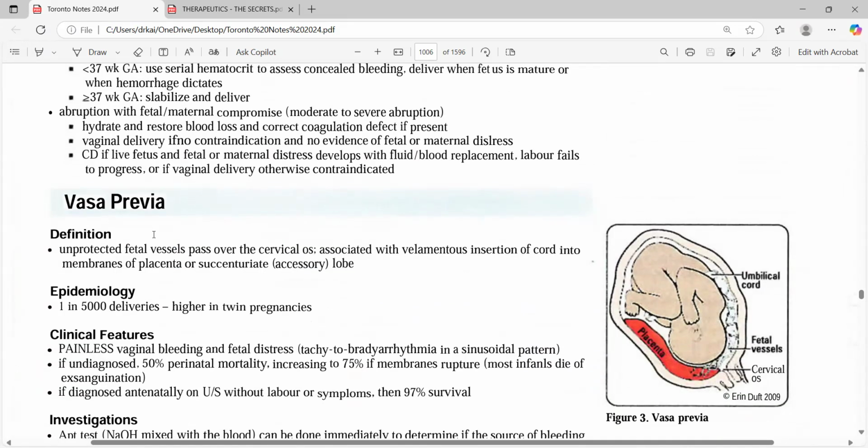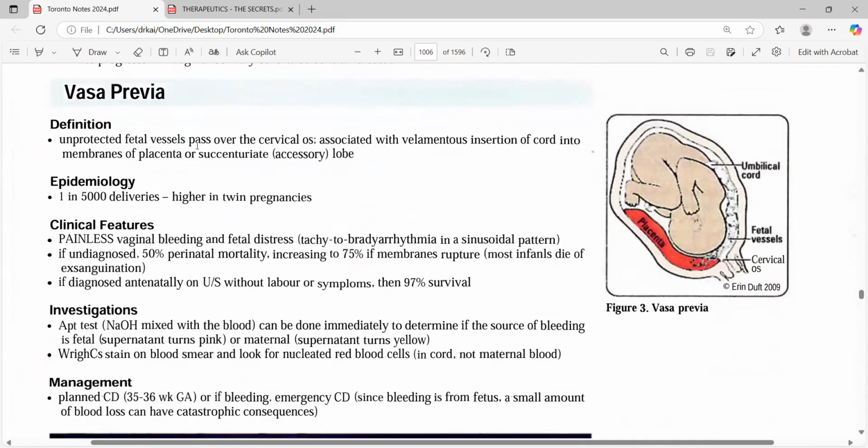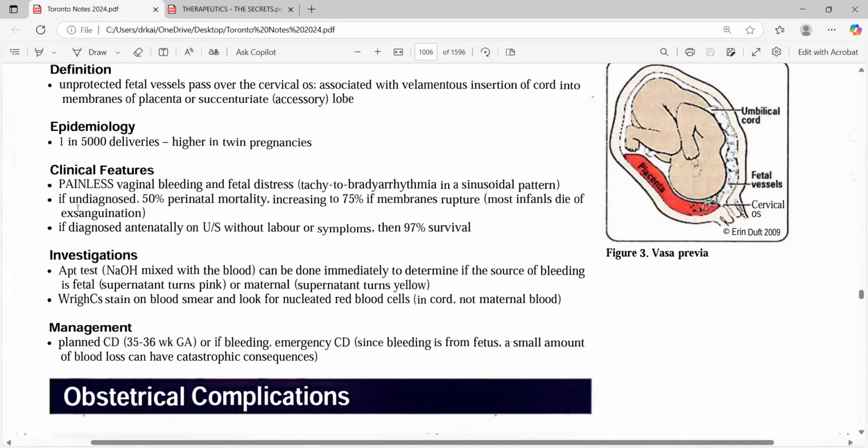Then vasa previa, we'll do vasa previa too, okay? Unprotected fetal vessels pass over the cervical os, associated with velamentous insertion of the cord into the membrane. It is also painless vaginal bleeding, with fetal distress, and 50% perinatal mortality. It is diagnosed antenatally on ultrasound. So the APT test is done, then the Wright stain test. Usually APT is more than enough, but the Wright stain test can be done as well. Then we have to plan a cesarean delivery, or an emergency C-section if bleeding.